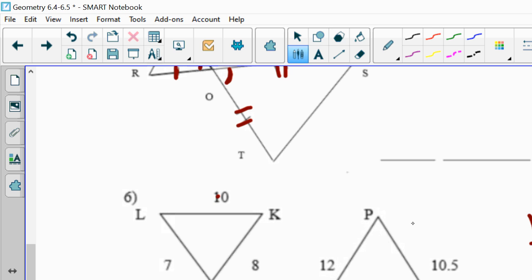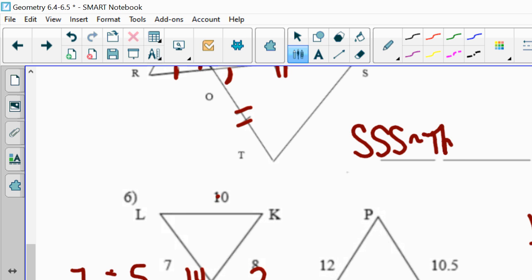So now I'm going to check 7 and 10.5. Divide everything by 0.5. So then I get 14 over 21, which reduces down to 2 over 3. So they are all similar by the side similarity theorem. So I could say triangle JLK is similar to triangle PNM. Right? So that's how all of those work out.